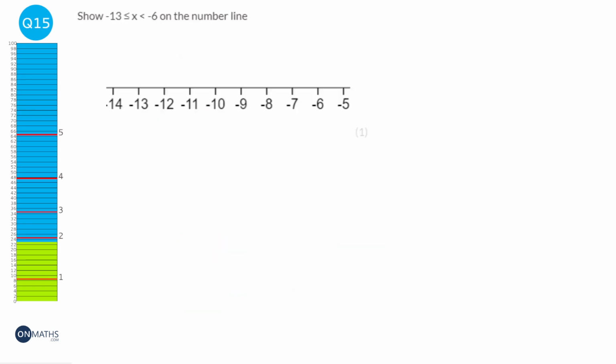So we're going to start by doing a circle at minus 13 and a circle at minus 6. And x is between those values, so we're just going to join them up with a line. Probably move my circle down a little bit. Okay, the next thing to do is figure out which of these dots are going to be filled in. If it can equal that number, it gets filled in. So it can equal minus 13, so I'm going to fill that in. But for minus 6, it can't equal that, so it becomes a hollow dot.